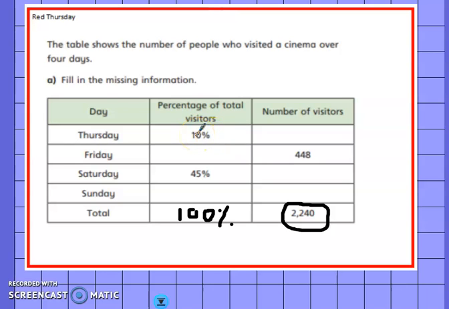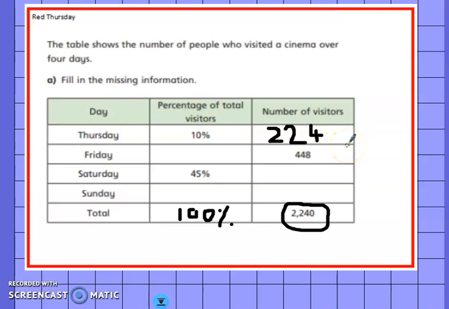Let's look here first. 10% of visitors went on a Thursday. So what is 10% of 2,240? So that means this total divided by 10. So then you would start putting in the parts that you know. So that means 224 visitors went on Thursday.